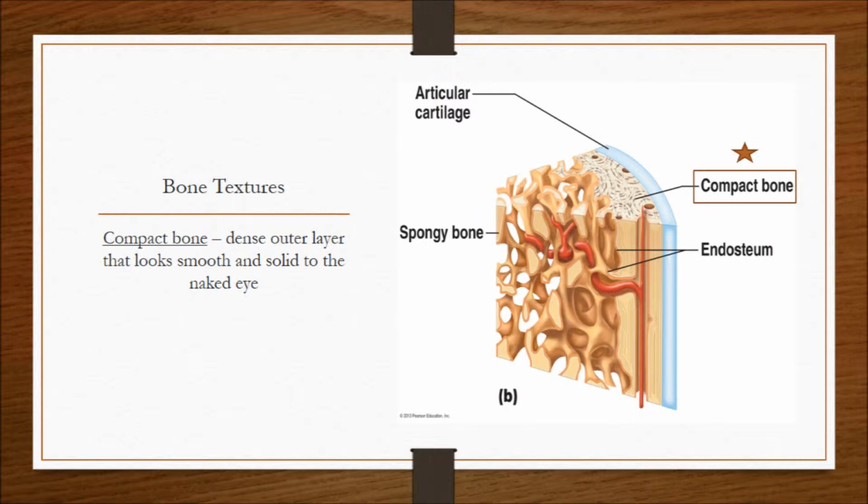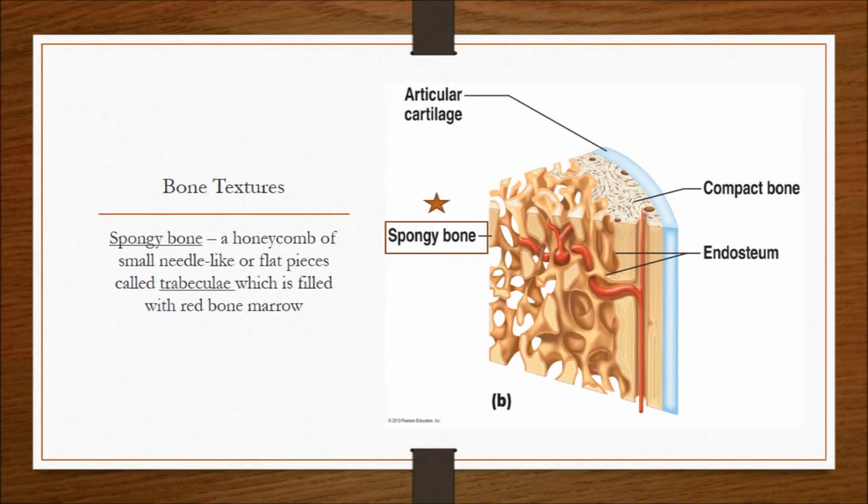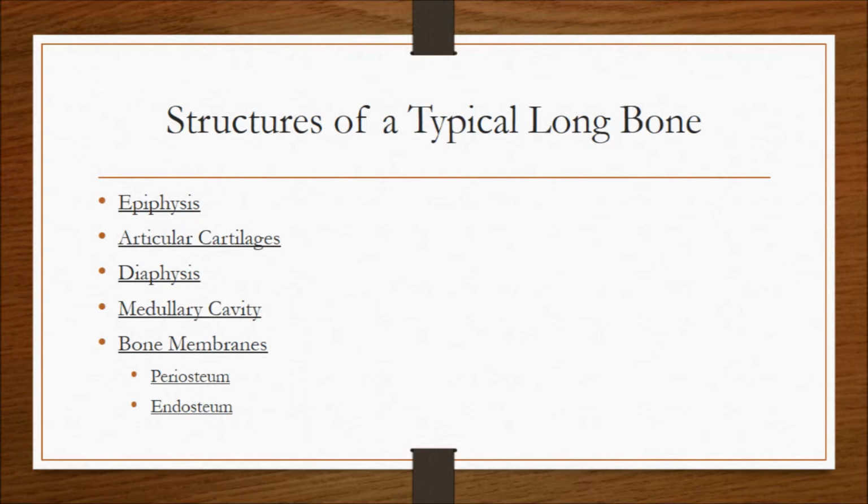First, there's compact bone. This is the dense outer layer that you usually see on the outer part of a bone. Then there's spongy bone. This is a honeycomb of small flat pieces. These pieces are called trabeculae. We will find the spongy bone in the inner part of a bone, and this is where red marrow is found.